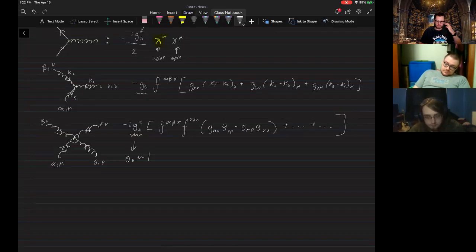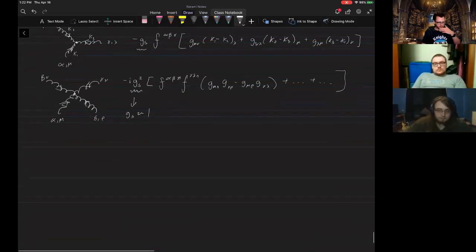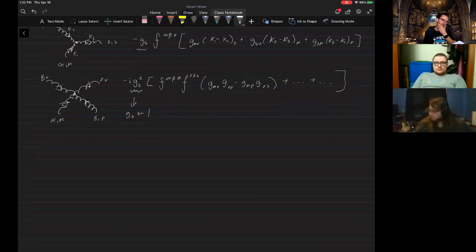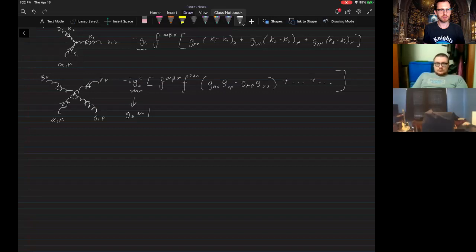Okay. So that's great. Those are the Feynman rules. What the heck do we do with the Feynman rules? Well, we do the same thing we do in QED. We calculate invariant scattering amplitudes with these Feynman rules, and then we calculate, say, cross sections or decay widths or interesting properties that we want to understand.